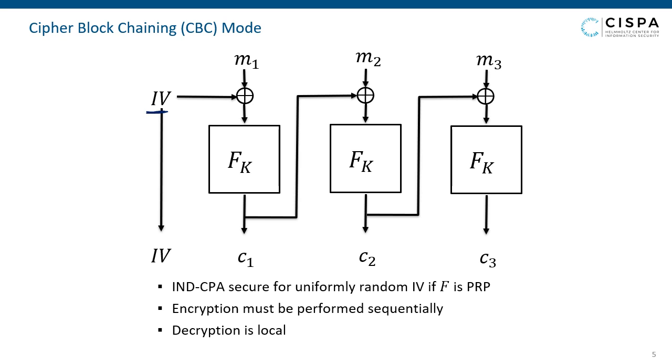However, decryption can be done locally. For instance, let's assume we just want to decrypt C2. What do we do? Well, first we invert the pseudo-random permutation, FK inverse, and then we just have to XOR C1 onto this to recover M2.